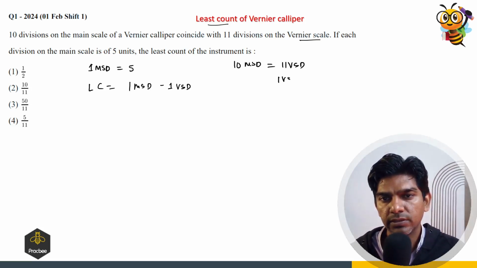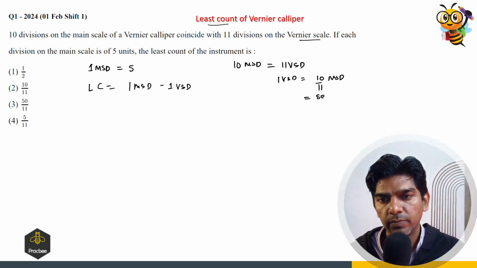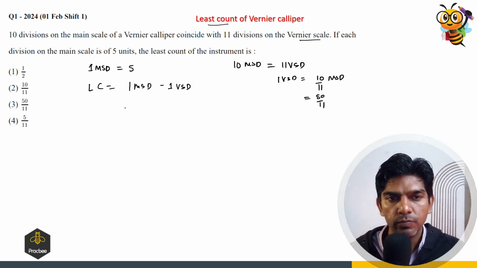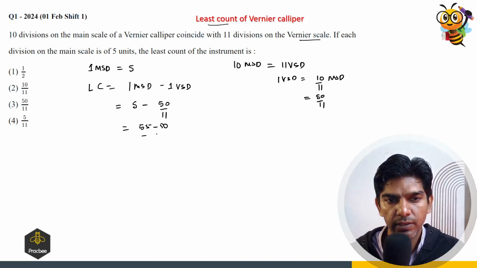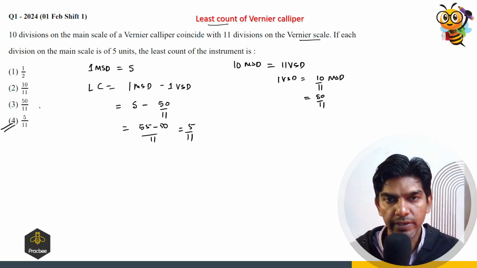So 1 Vernier scale division will be 10 by 11 main scale division, and 1 main scale division is 5, so that will be 50 by 11. So we can say it will be 5 minus 50 by 11, so that will be 55 minus 50 by 11, that will be 5 by 11. So 5 by 11 is the answer. Option 4 is the right answer.